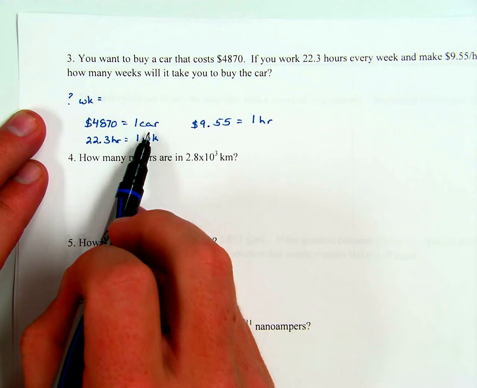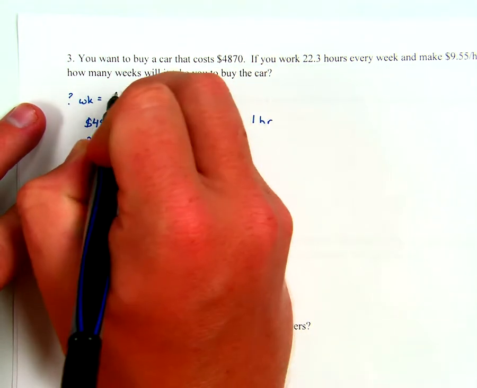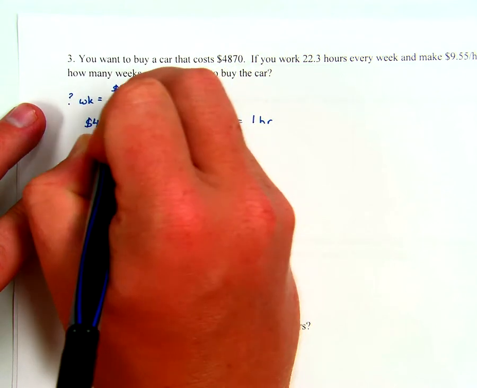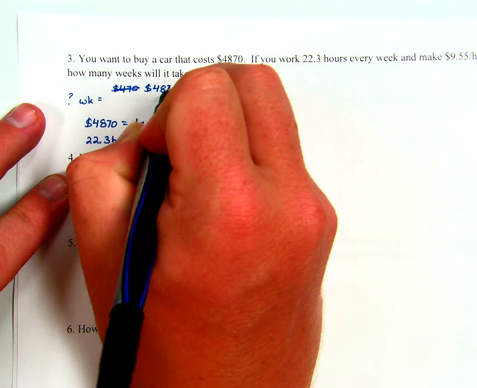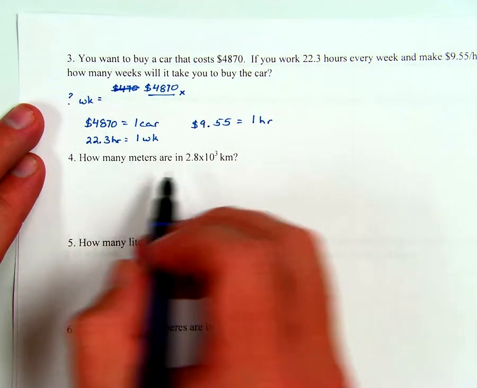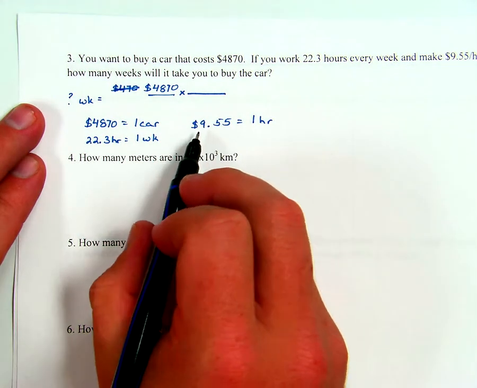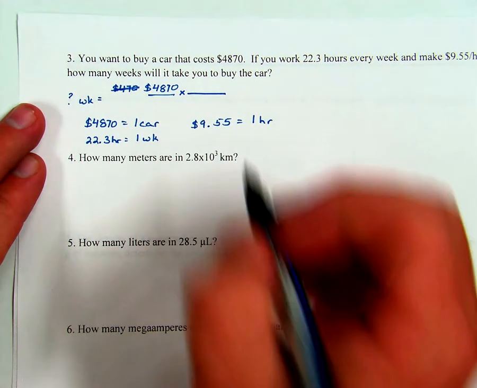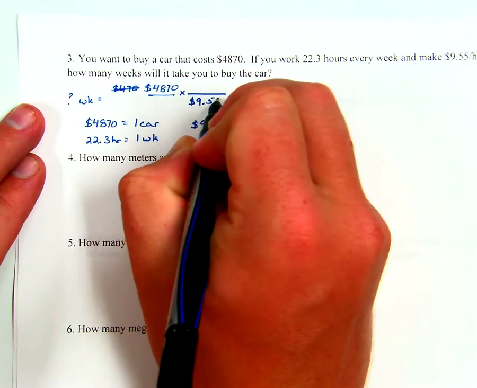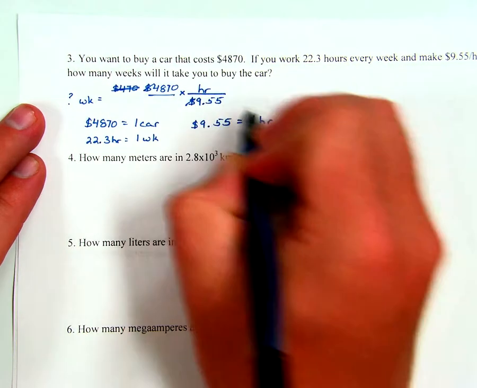How many weeks will it take you to buy the car? Well, I know that we're going to buy one car, that we're not going to buy any more than that. So I'm simply going to start my conversion factor here with that $4,870. From here, I can look at what I have given for my conversion factors to figure out how to get to weeks. Well, the only conversion factor that has money in it is my hourly wage, so I'll use that. I can see dollars need to cancel, so I'll put the $9.55 in the denominator, and I'll put 1 hour on top.